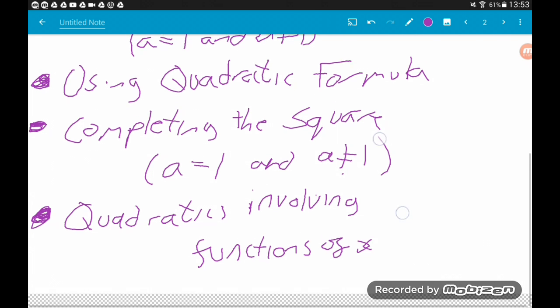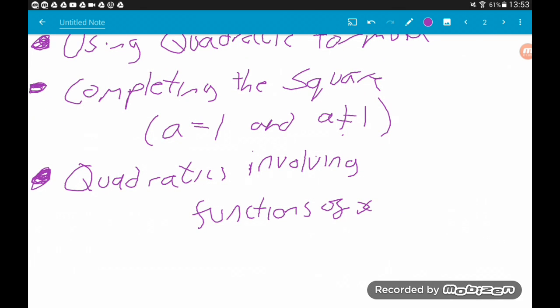Again, they already exist. And then we're going to be looking at quadratics including or involving functions of x. So what does that mean? Well, we will see in their very own brand new video.